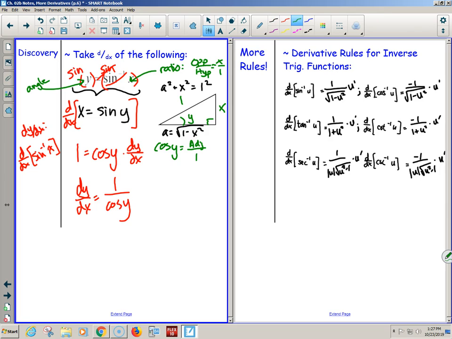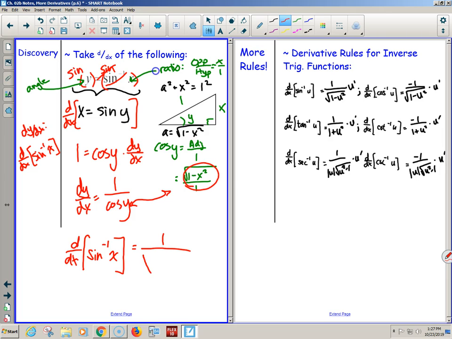So when I go to plug in, isn't cosine the same thing as adjacent over hypotenuse? And so can't I be like, who are you? Oh, there you are. Plug him in. And I end up with dy dx, hence the derivative of sine inverse, being a trig that's been solved for: 1 over square root of 1 minus x squared. Where's u prime? Oh, u prime is 1.